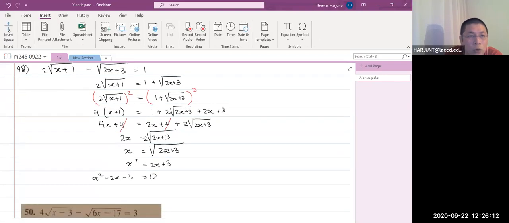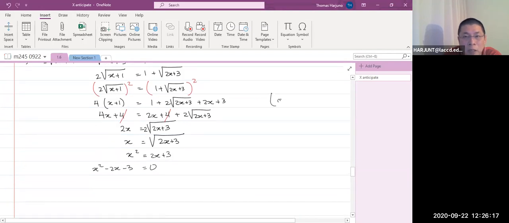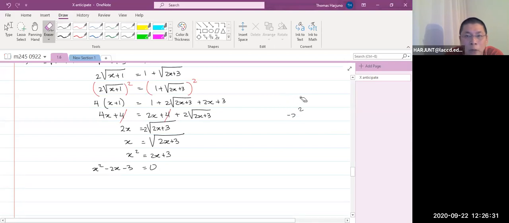So from here you see that expanding (a plus b) squared and (a minus b) squared fast is kind of necessary. It would be nice if you can do it fast. If not, it will slow you down. x minus 3, x plus 1. So x equals 3, x equals -1.